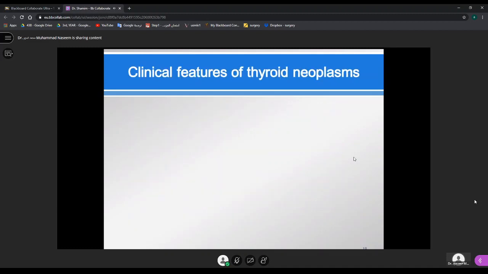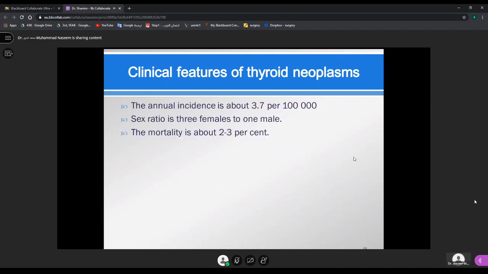How does this patient present? The annual incidence is about 3.7 per 1 lakh of population. The sex ratio is 3 females to 1 male, and mortality is about 2 to 3%. The commonest presenting symptom is thyroid swelling. The usual history is that the patient notices a swelling which gradually increases in size, and as the size increases, the patient develops pressure symptoms due to involvement of the surrounding viscera.